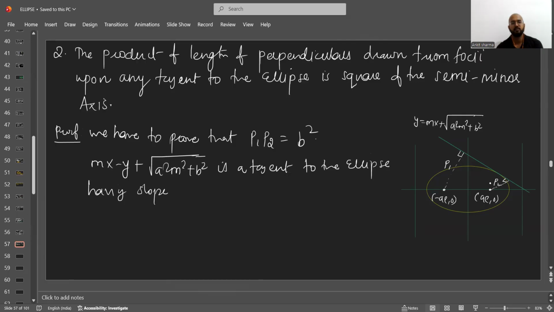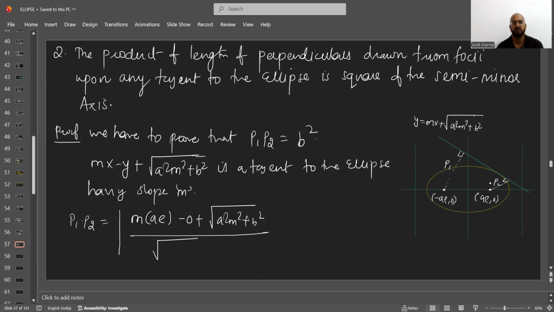Having slope m. And then now I'll find out P1 into P2. That is nothing but the product of the lengths of the perpendiculars. This point I just need to plug in here. So this would give me (m into a, minus 0, plus root of a square m square plus b square) over the square root of 1 plus m square.